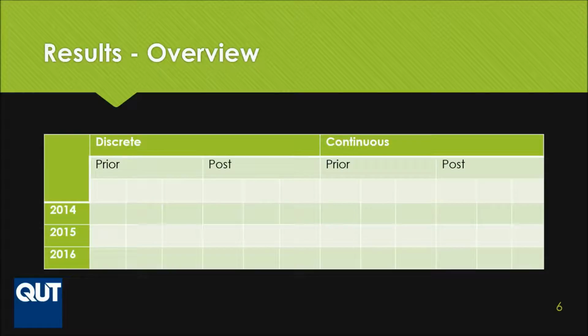So looking at the results, we ran this across 2014, 2015, and 2016. We looked at both discrete and continuous versions of the concept inventory, and we ran a pre-test at the beginning of semester and a post-test at the end of semester.